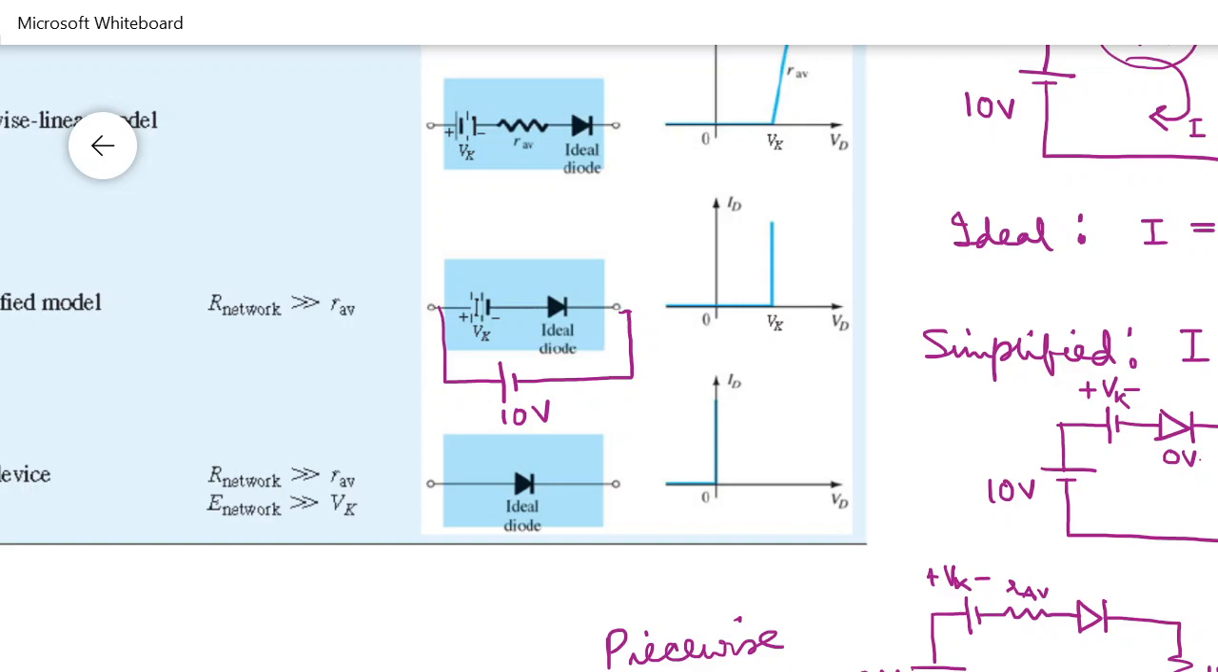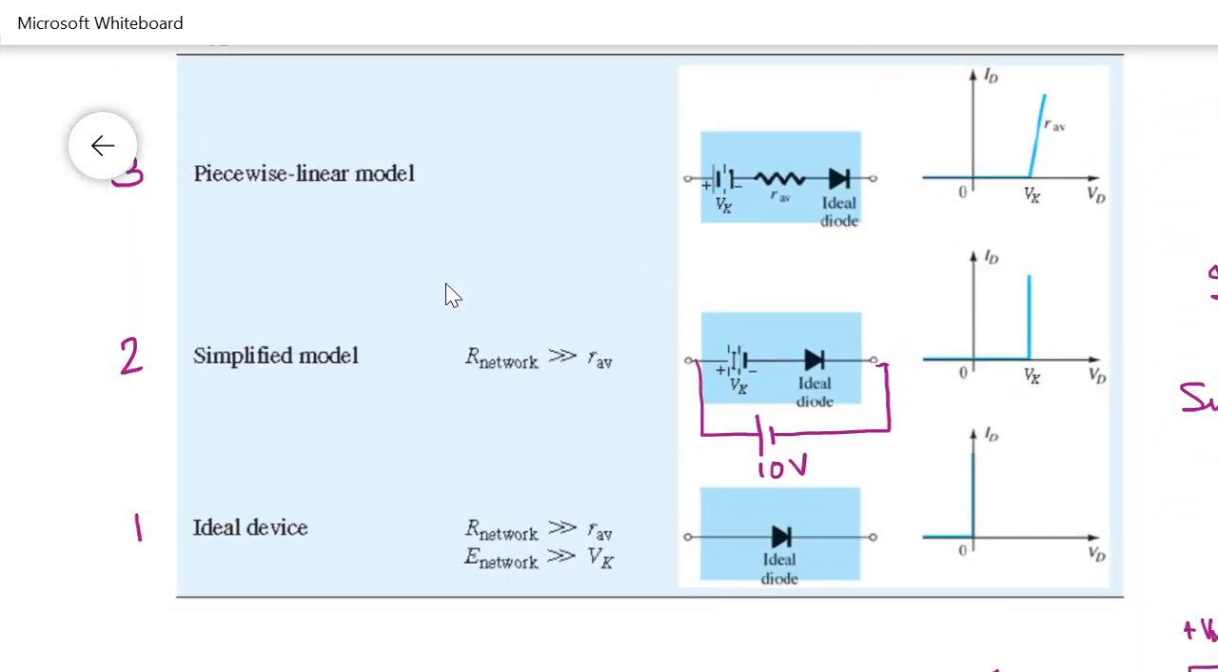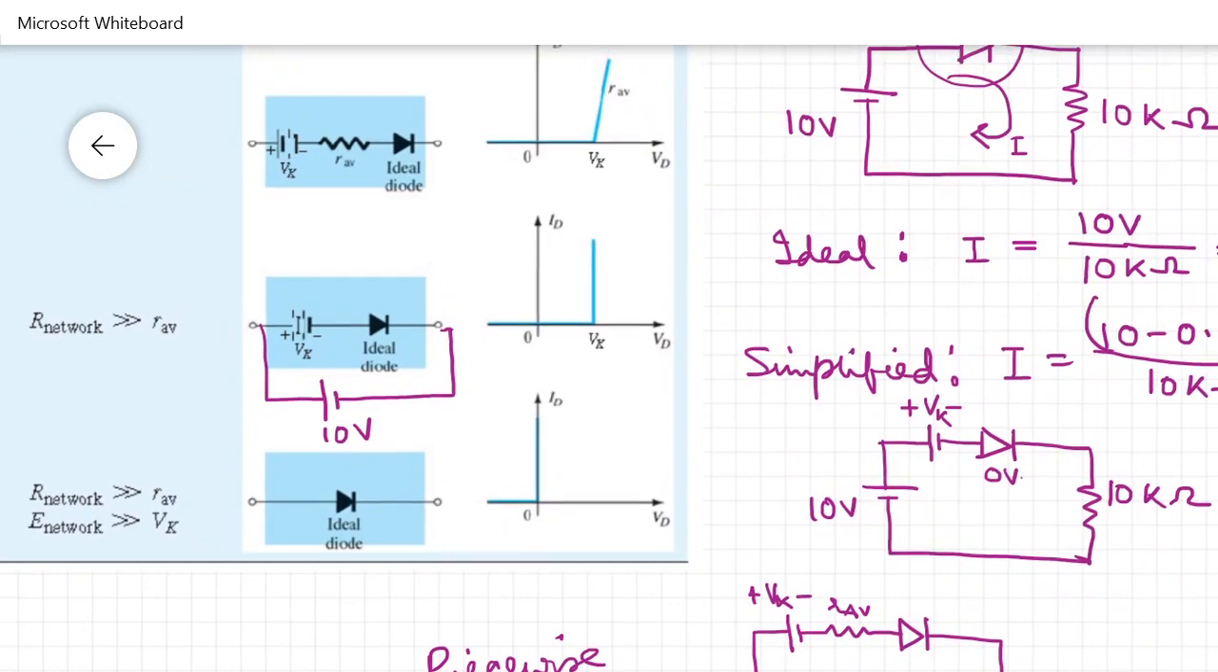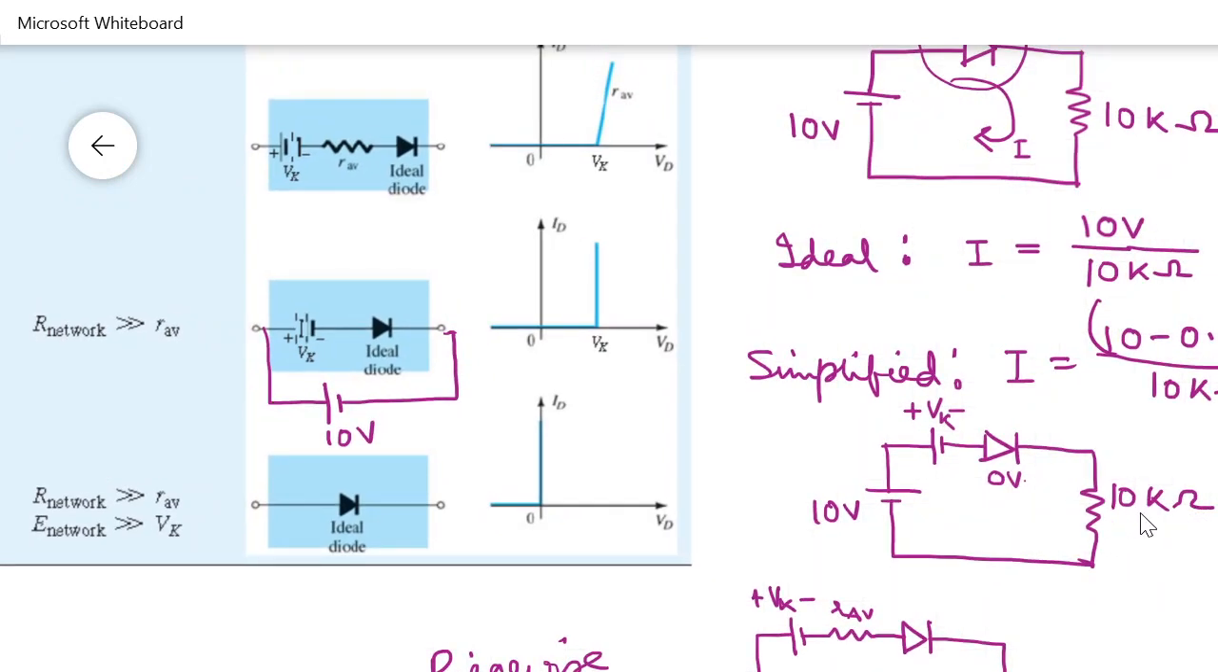So when to apply which approximation has to be governed by these things, and in almost all cases we have a very large resistance connected to the diode in any case. So normally this third approximation is not utilized so much, but you have to remember that in certain cases you might have to utilize it. Mostly the simplified approximation or the second approximation is utilized, but in many cases the ideal approximation is what we utilize. Simply it is either on or off, that's all.